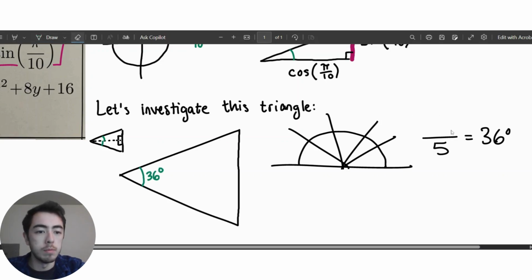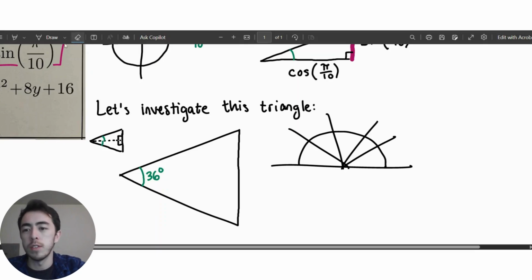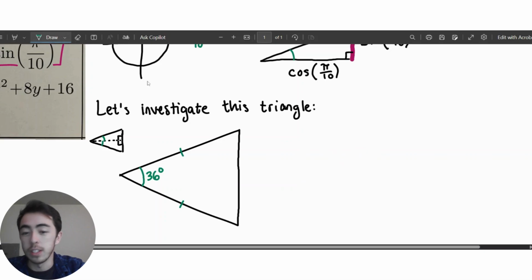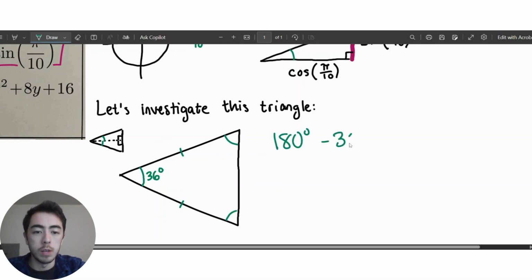And since I stacked two of the same triangle on each other, I do know that this length and this length are going to be equal. And so I have an isosceles triangle here. That means that these two angles must be the same. And if we do 180 degrees, that's all three added up, take away 36 degrees and divide it by 2 to share it amongst these two angles, we're going to get 72.